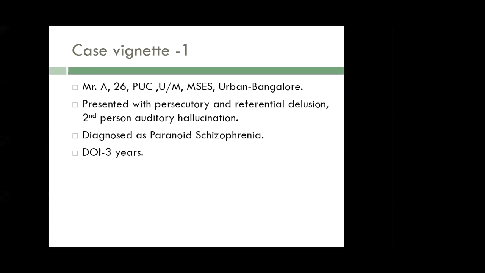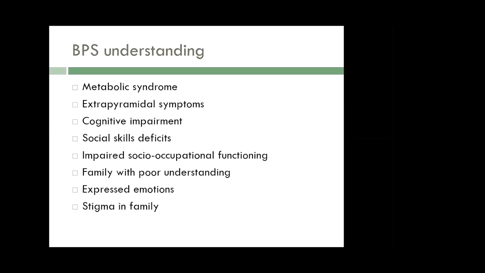So if this is the case, let us see in the next slide what all the biological, psychological, and social factors are involved in the case. You might be familiar with these terminologies like metabolic syndrome, extrapyramidal symptoms, cognitive impairment, social skill deficit, impaired socioeconomic occupational functioning, and family with poor understanding about the illness, and maybe expressed emotion from the family members, and stigma in the family.